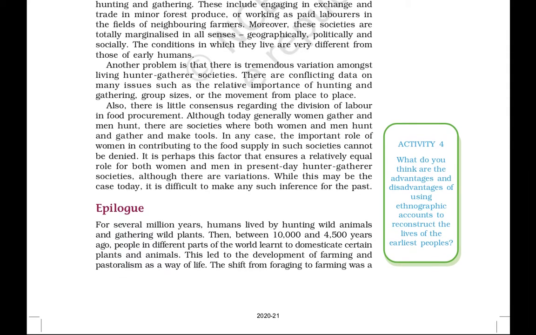Epilogue. For several million years, humans lived by hunting wild animals and gathering wild plants. Then, between 10,000 and 4,500 years ago, people in different parts of the world learned to domesticate certain plants and animals. Activity 4. What do you think are the advantages and disadvantages of using ethnographic accounts to reconstruct the lives of the earliest peoples?